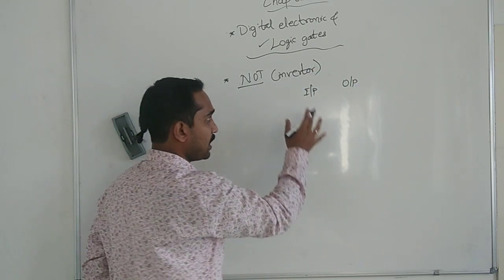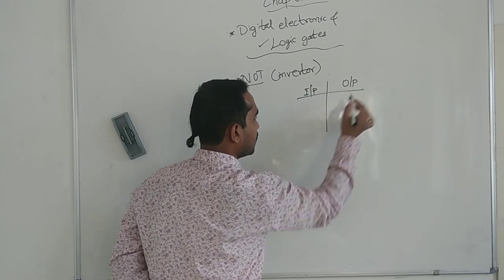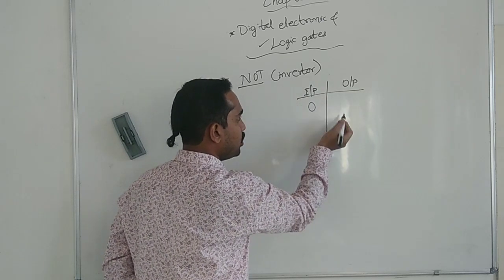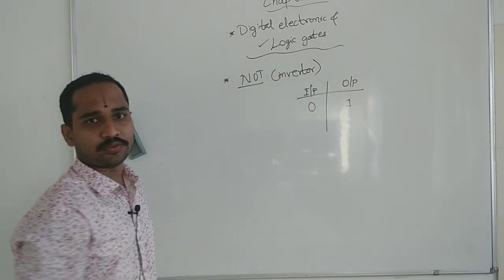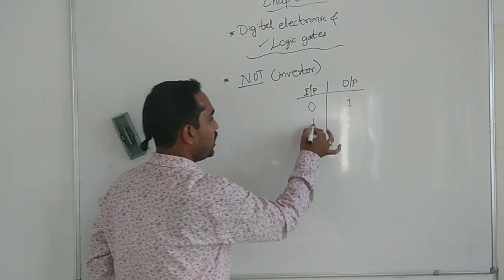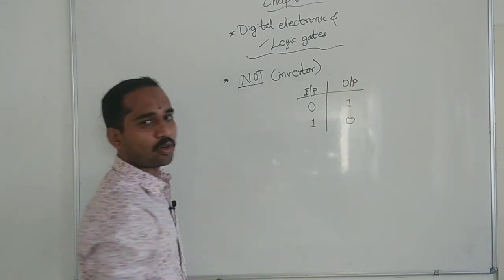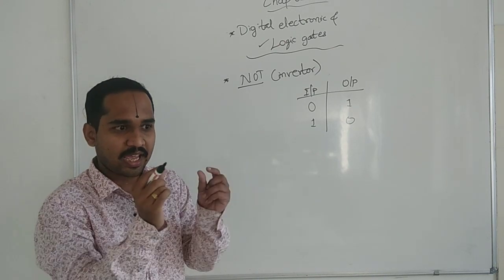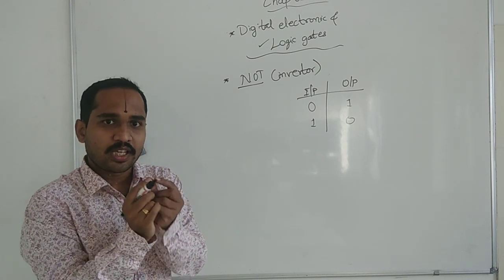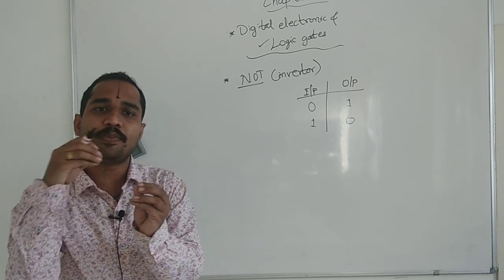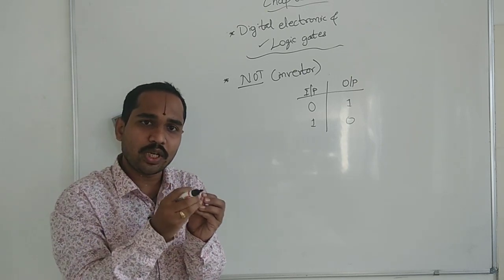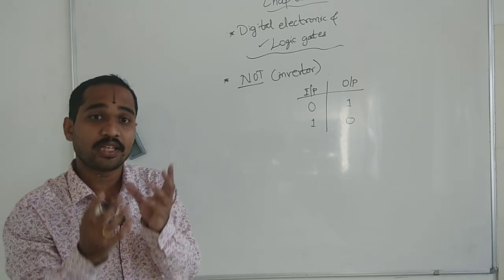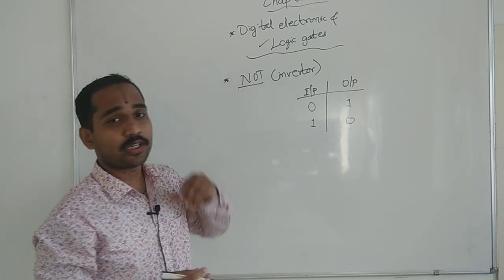I am drawing the truth table, with the input and the output. If 0 is the input, 1 is my output. If 1 is the input, 0 is my output. If a gate behaves like this, I have a digital circuit. If I give 1 to it, it gives me 0. If I give 0 to it, it gives the output as 1. That circuit is known as the NOT gate.